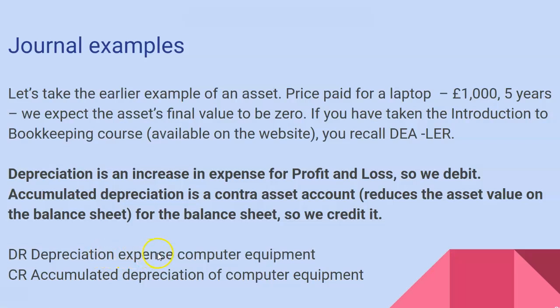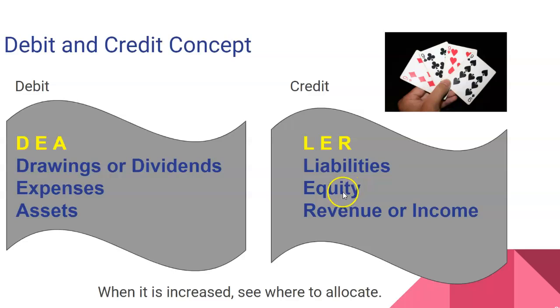Debit, depreciation expense, computer equipment, goes to profit and loss. Credit, accumulated depreciation on computer equipment, goes to the balance sheet and reduces our assets. So this is just a quick reminder for DEALER.